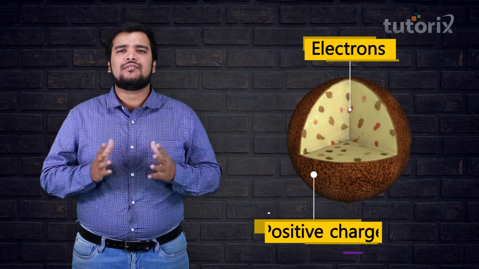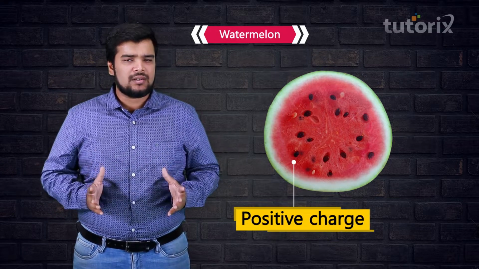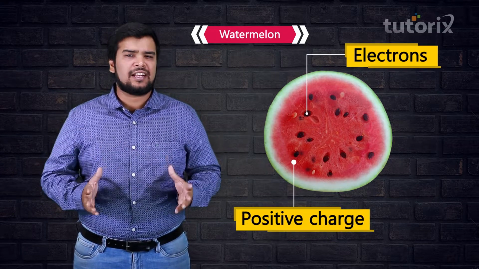He compared his model with the famous English dessert, the plum pudding, where he said the small pieces of plums are like electrons and the positive charge is like the pudding which is distributed all over it. Now, some people also compare his model with that of a watermelon, where the red region is the positive charge and the seeds are like electrons.